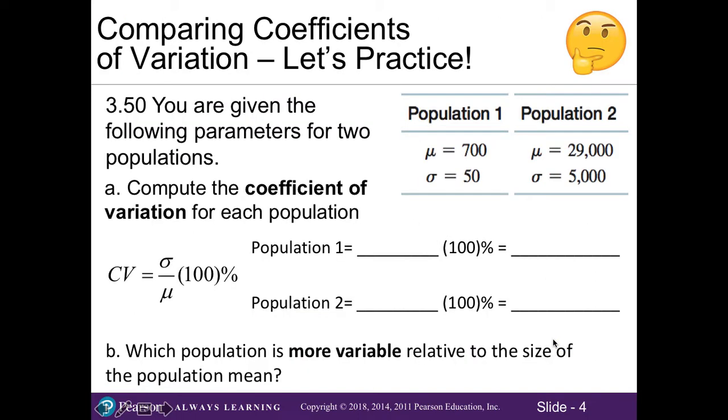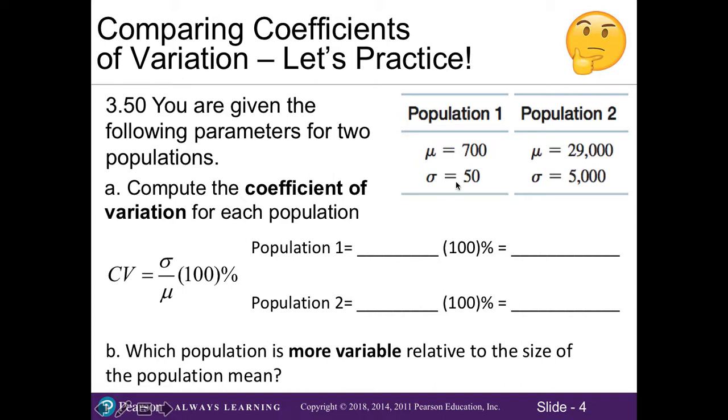Let's look at an example. Here, problem 50 from your textbook. You were given the following parameters for two populations. Remember, I mentioned before, P's go together: parameters, populations. In part A, we're going to compute the coefficient of variation for each, and we're just going to plug my numbers into the formula.